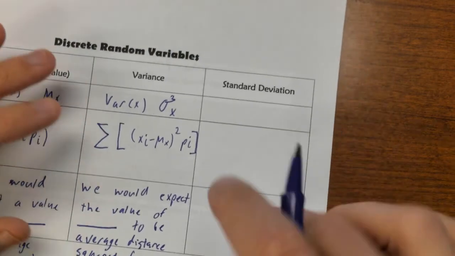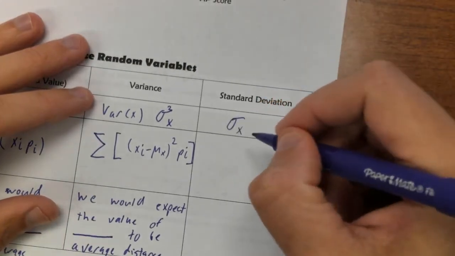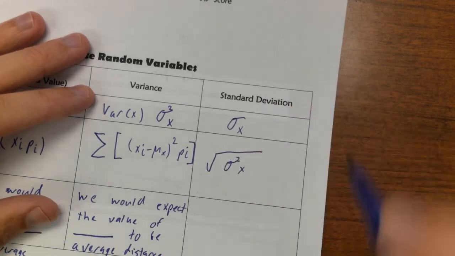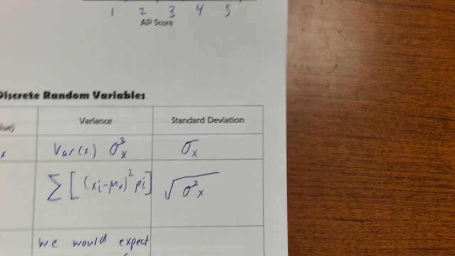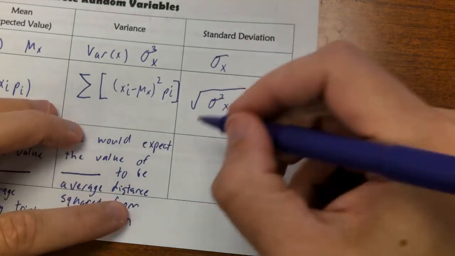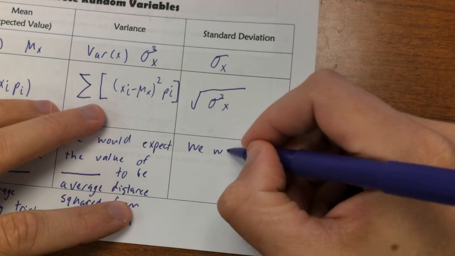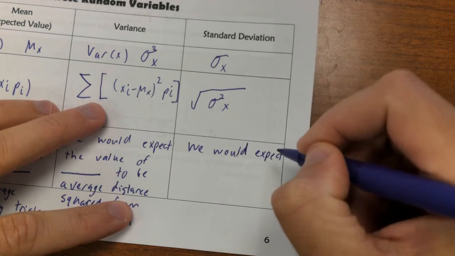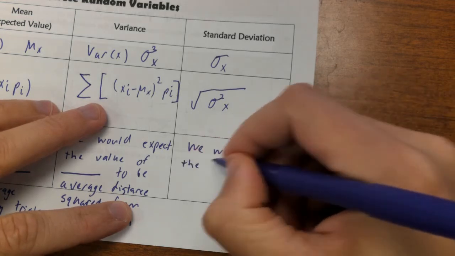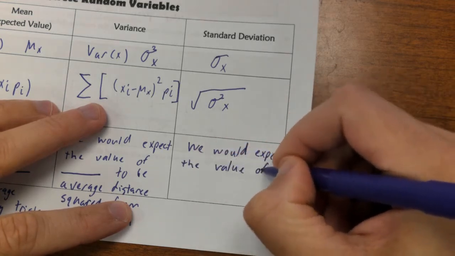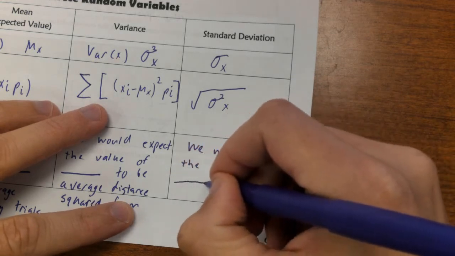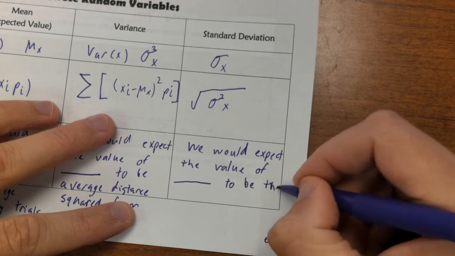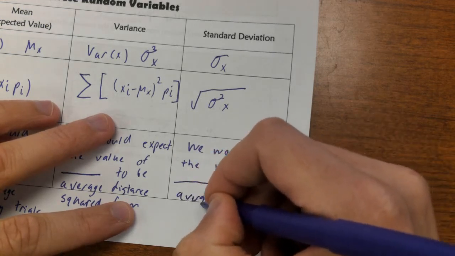And our standard deviation is going to be this, and that would be the square root of our variance. And the interpretation of that makes a little bit more sense. That would mean we would expect the value of whatever to be the average distance from the mean.